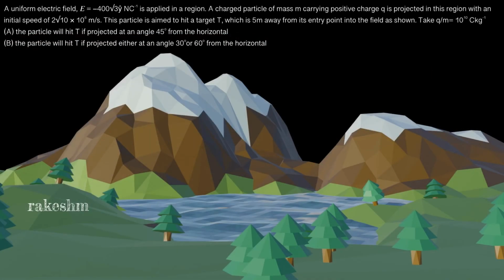Good morning, dear students. Let us take a look at this question from JEE Advanced 2020. This question is from the projectile motion chapter. Let us first analyze the question.